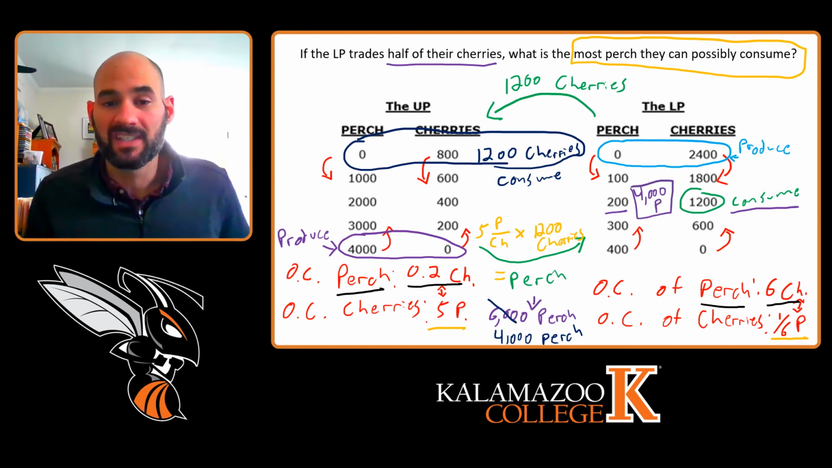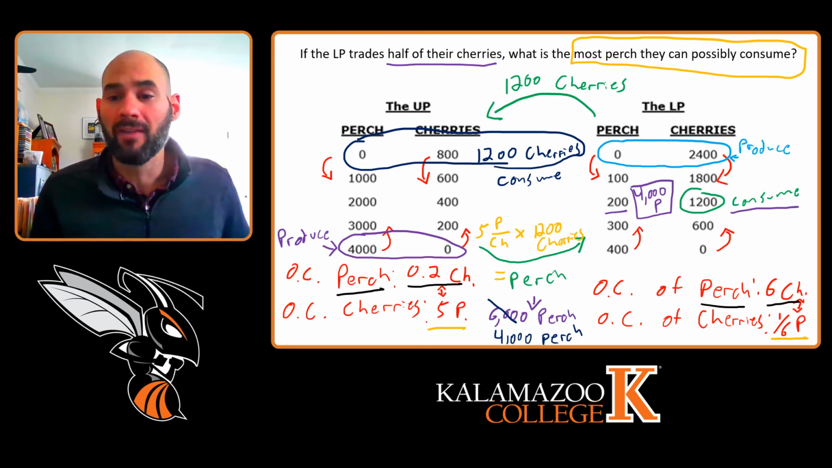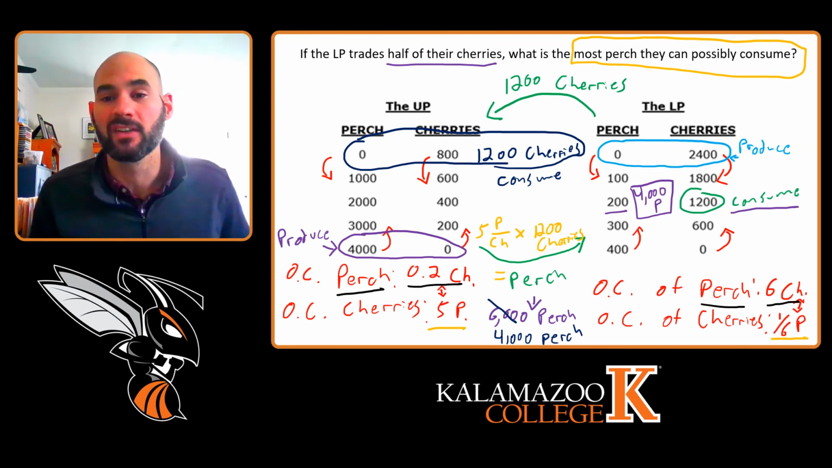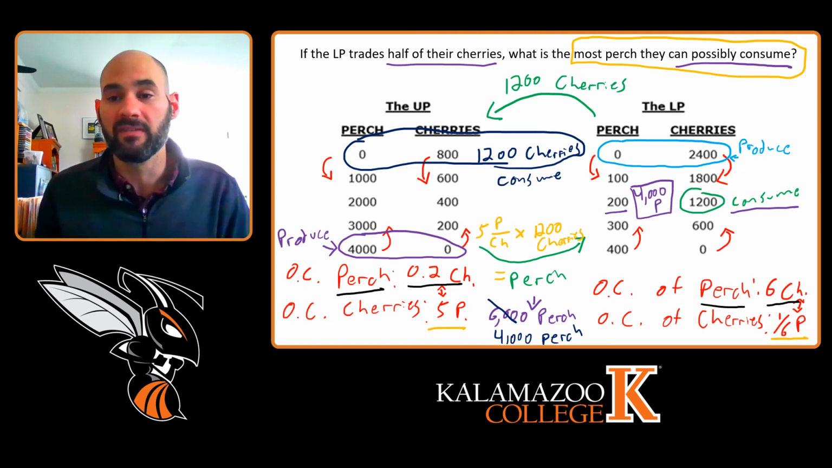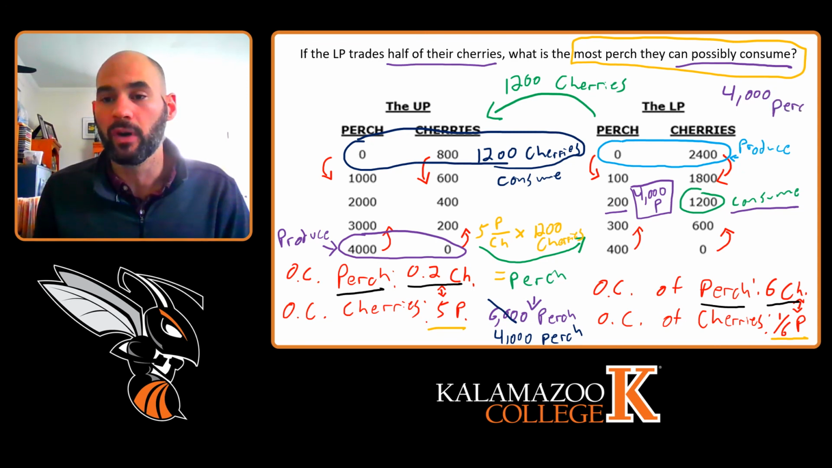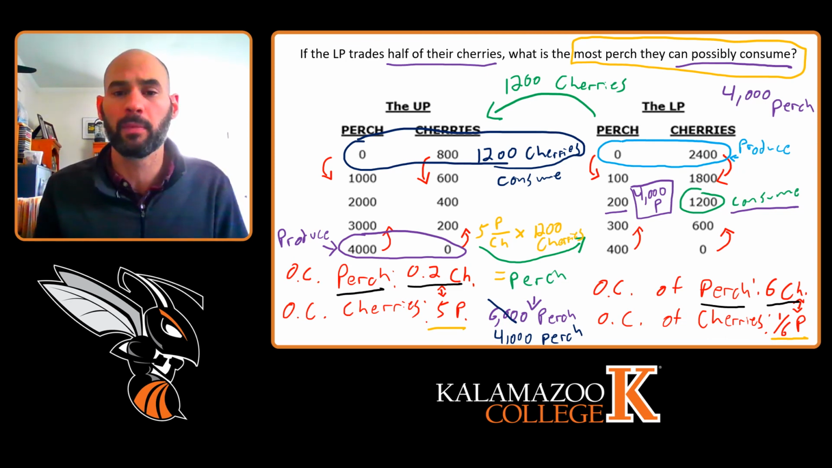So both of these countries are made better off. Both of these are consumption bundles which exist outside of the respective production possibilities frontiers. Obviously, this looks a little bit better for the LP, that the LP is able to consume a variety of perch and a variety of cherries, but that's just because the question that we're asking is what is the most perch they can possibly consume. But even when trade is this lopsided, both countries are going to benefit from trade. And so the answer to this question would be 4,000 perch.